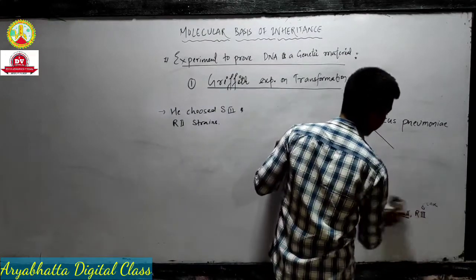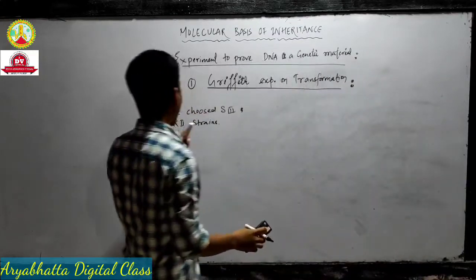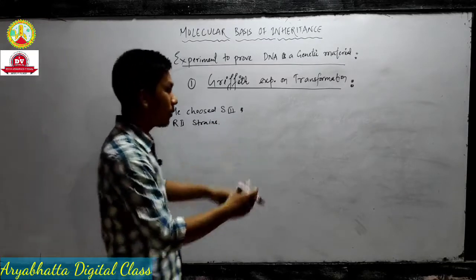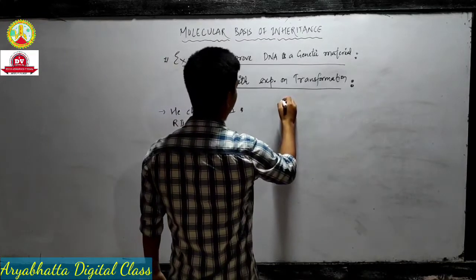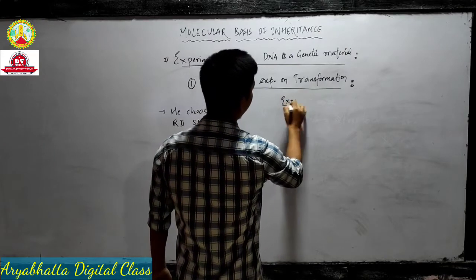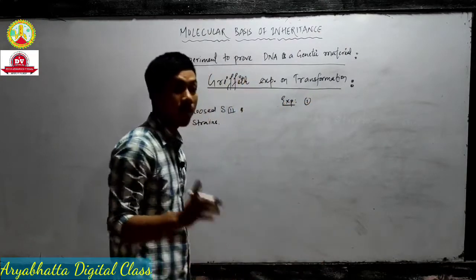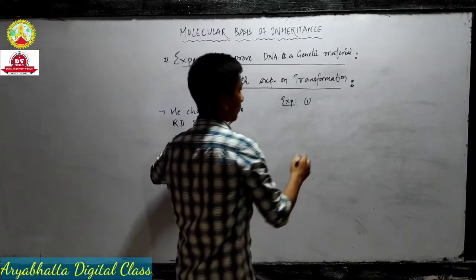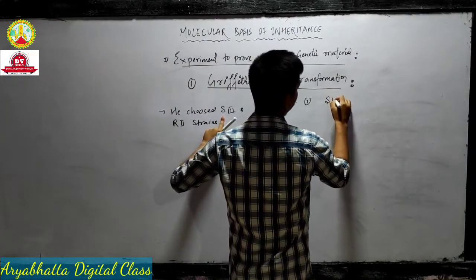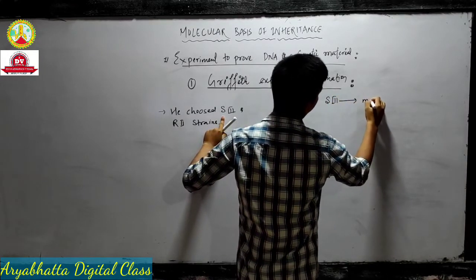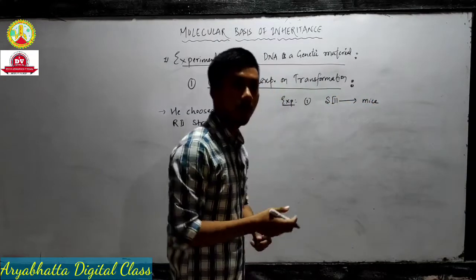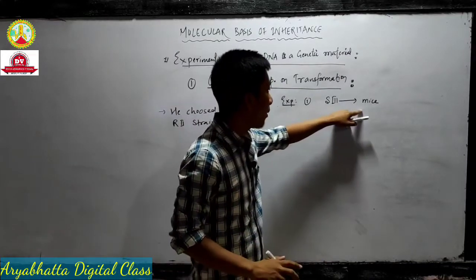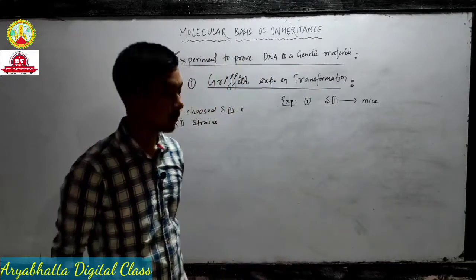What he did, so R smooth means pathogenic, rough means non-pathogenic, right? We have known so far. So in the experiment, the first thing he did was inject the S3 strain into a mice, a living mice. When we talk about this mice, living mice, he injected the S3 strain into the mice's body.